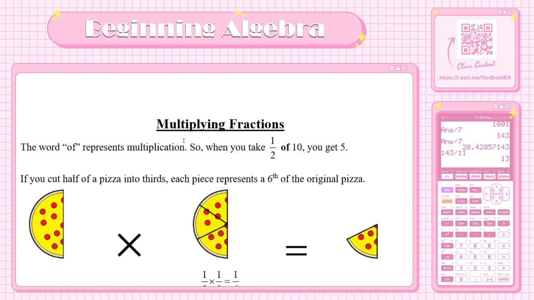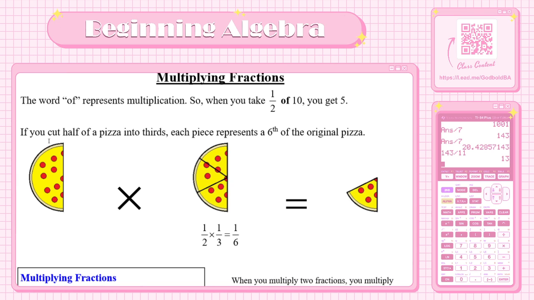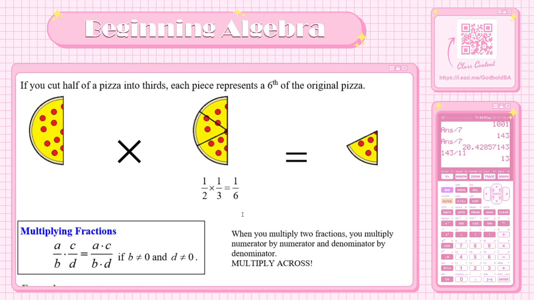Of means multiplication. So if you have 1/2 of 10, that means do 1/2 times 10. So half of 10 is 5. So how do I do 1/2 times 10? Okay, so that's what we're going to talk about. So if you wanted to do 1/2 times 1/3, that means take 1/2 and cut it in 2/3, and then you just are going to get the one of those, and it's 1/6.